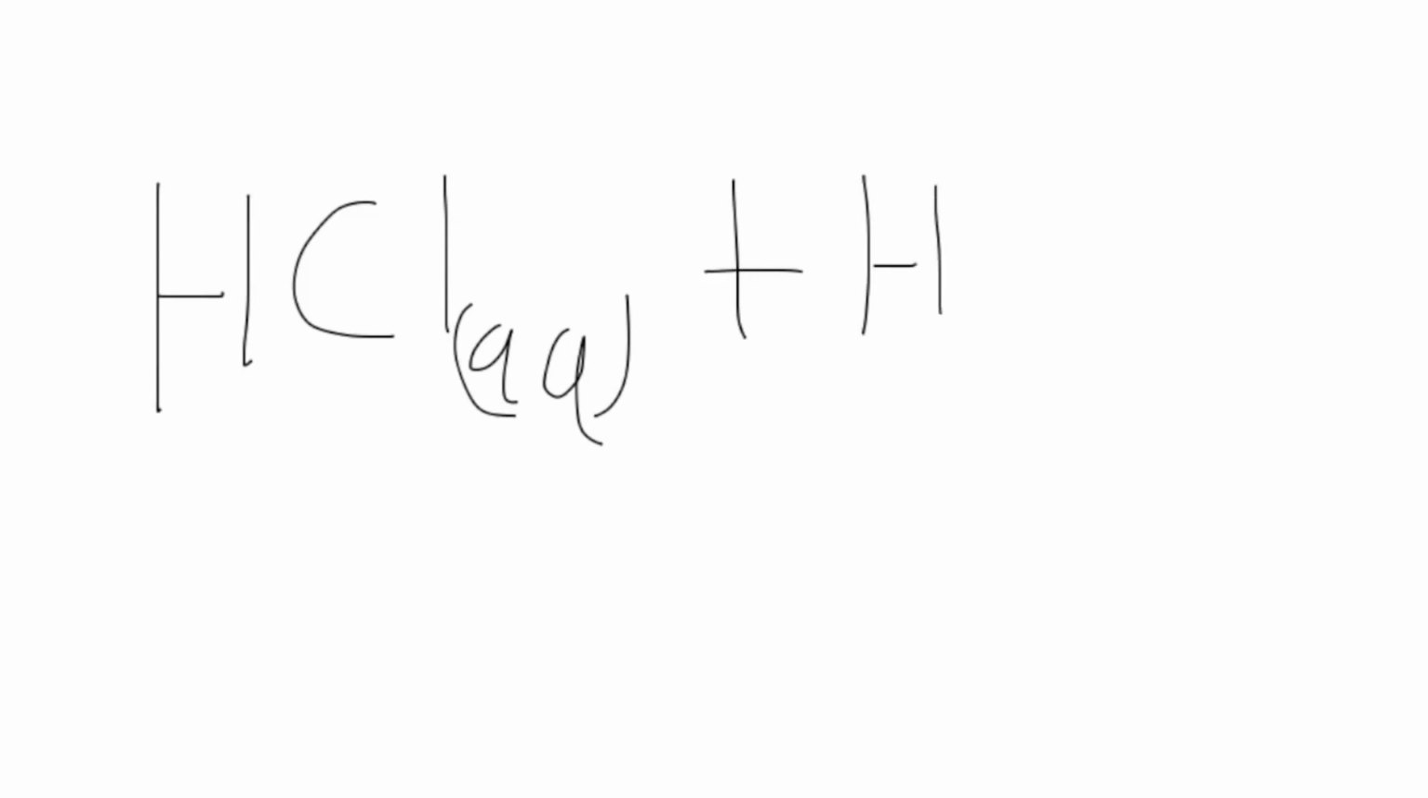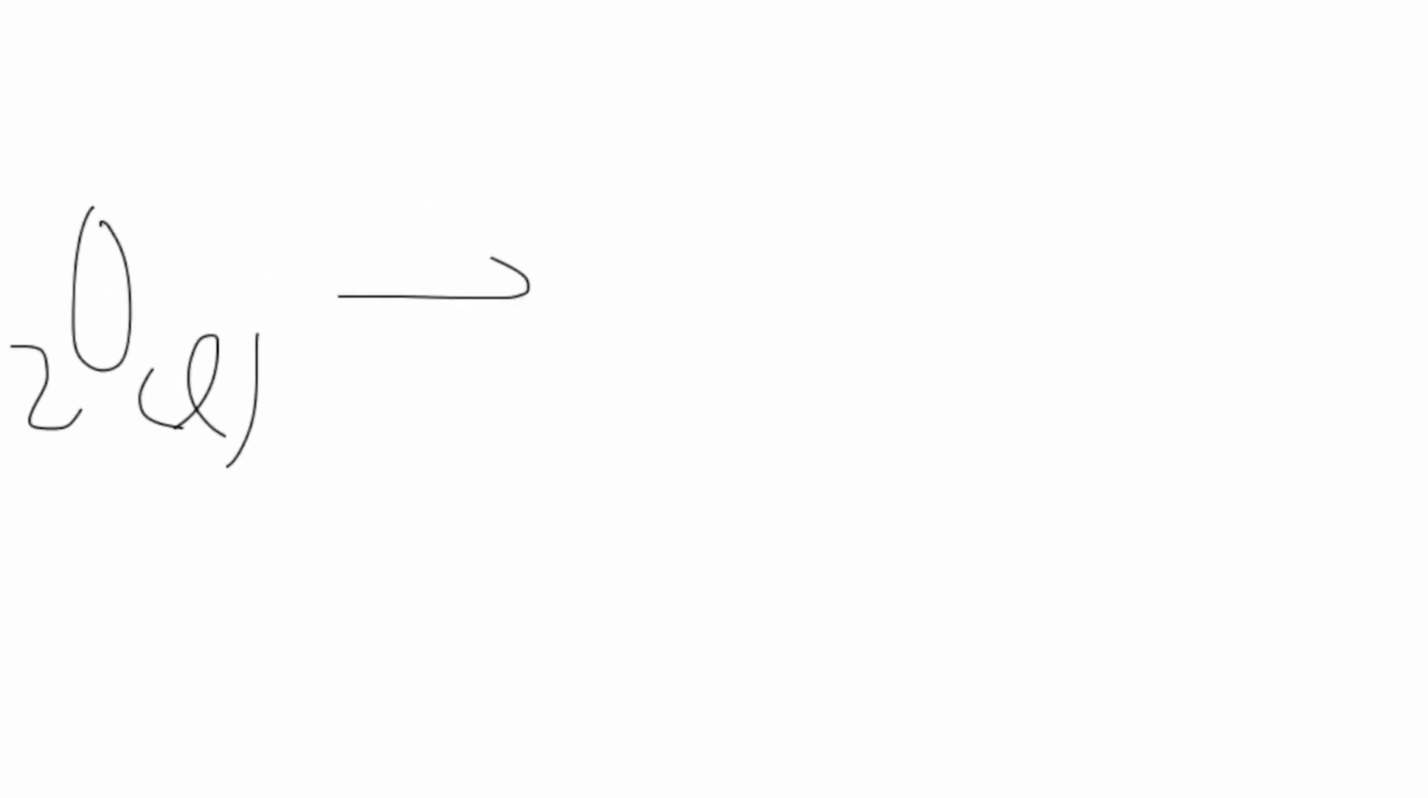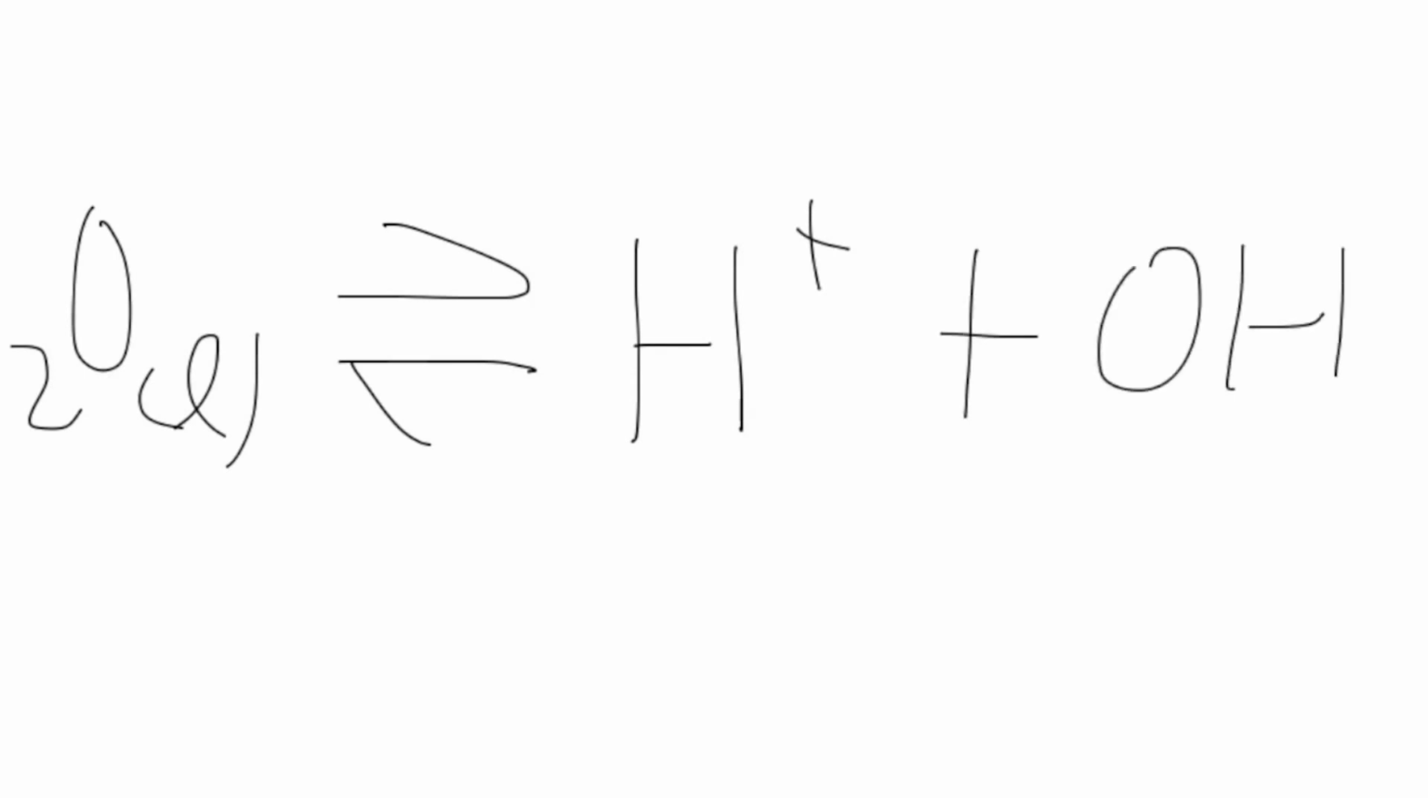According to the Bronsted-Lowry definition, an acid is anything that donates an H ion. For example, hydrochloric acid, when it reacts with water, you form an H ion, and you also get hydroxide. Aqueous, obviously.